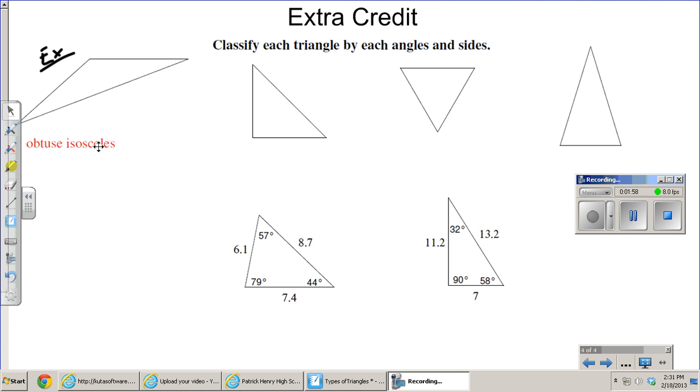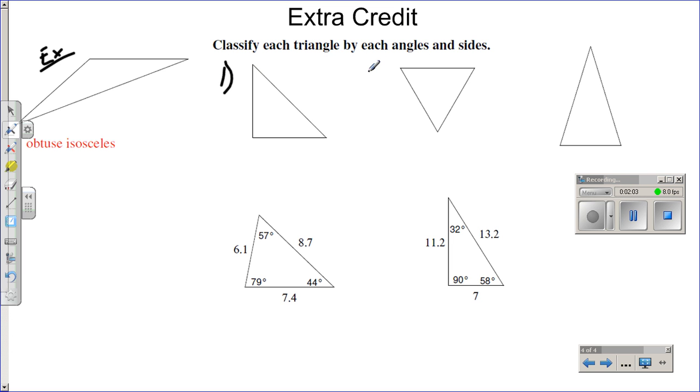In all other cases, it'll have two names. So I want you to number 1, 2, 3, 4, and 5. I'm going to classify each of these triangles for you. You're going to give it a name for the angle and the side. Show both names, turn in to Mr. Riddle, get your extra credit.